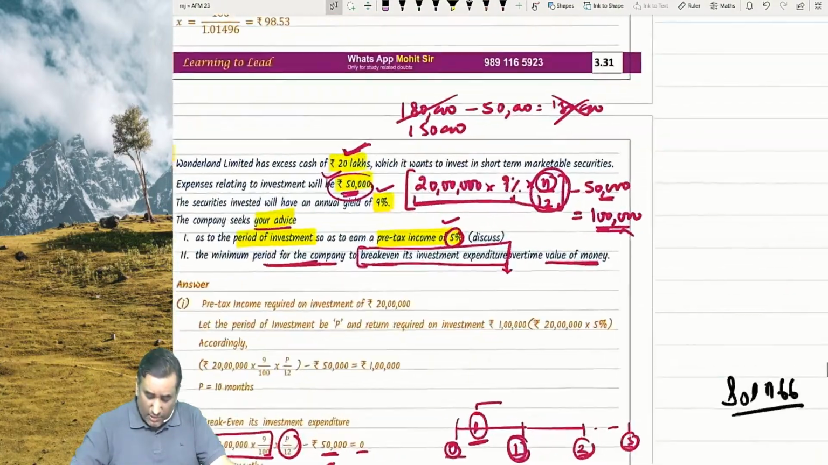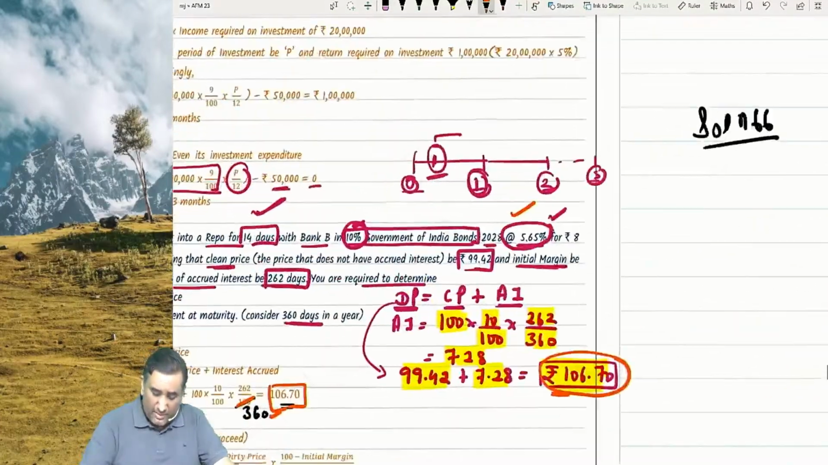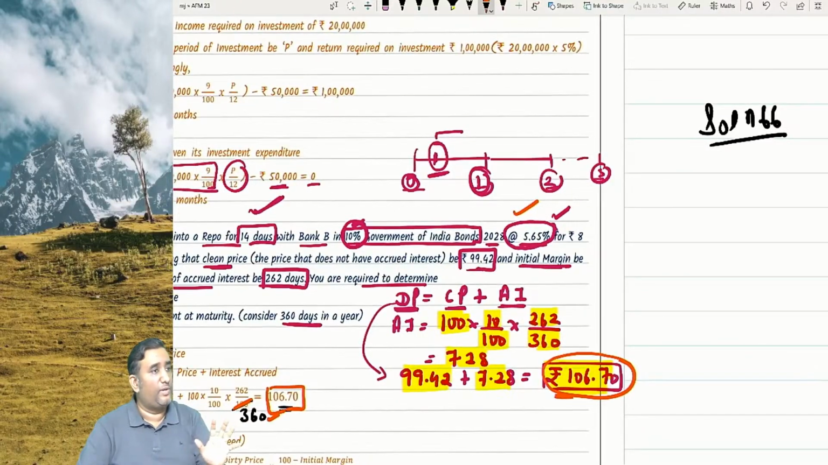At the end of 14 days, this will be reversed with how much interest? The interest component which was decided was 5.65. Sir, what about 10%? 10% will keep accumulating on that bond. That will ultimately go to whosoever is the owner of the bond.